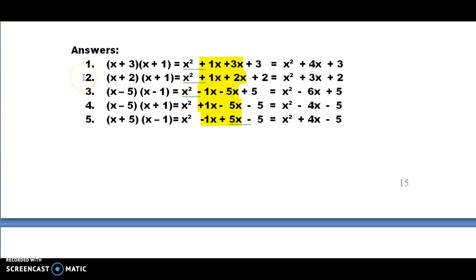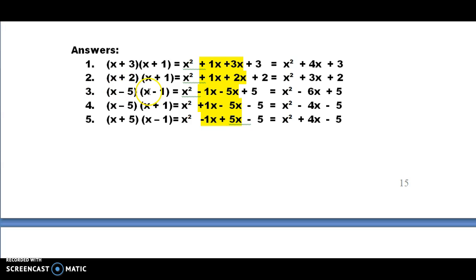In the same manner on problem 2, we go ahead and complete it. So x times x is x squared again. The outer one is a 1x. The inner is a 2x. And the last term is a positive 2 and a positive 1, giving us a positive 2. The ones highlighted in yellow here are the inner and outer terms, which we can add together and get a 3x. On problem number 3, it starts involving some negative numbers.